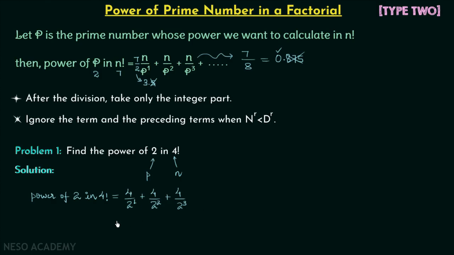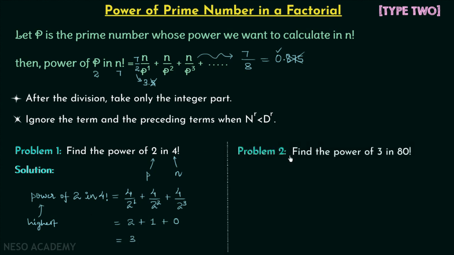Now moving on to the calculation part. 4 when divided by 2 will give us 2. 4 when divided by 4 will give us 1. 4 when divided by 8 will give us the integer part equal to 0. So we have 3 as the answer. So the power of 2, and don't forget this is the highest power of 2 in 4 factorial, is equal to 3.